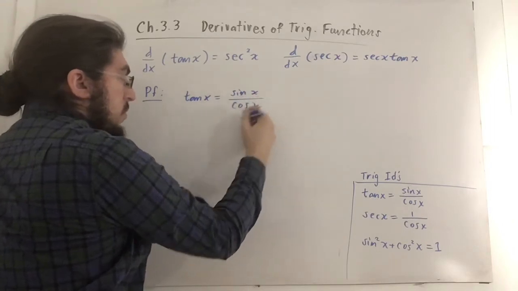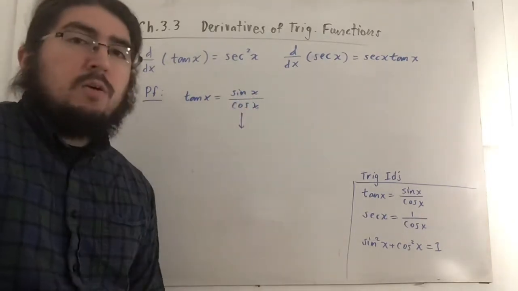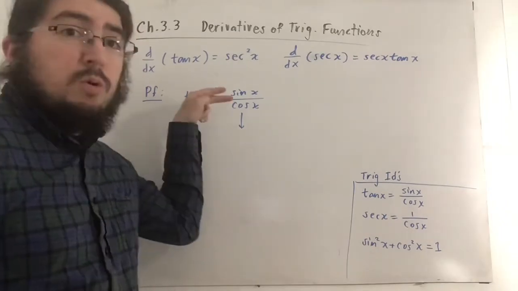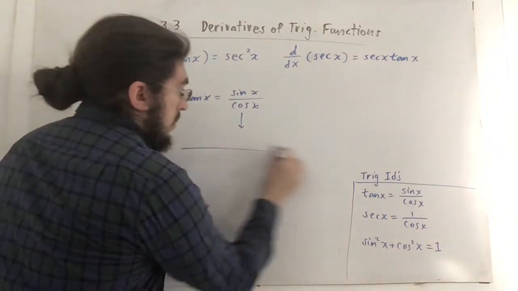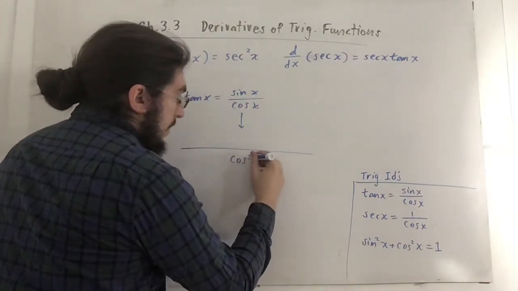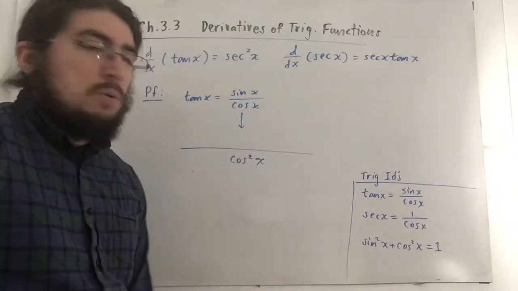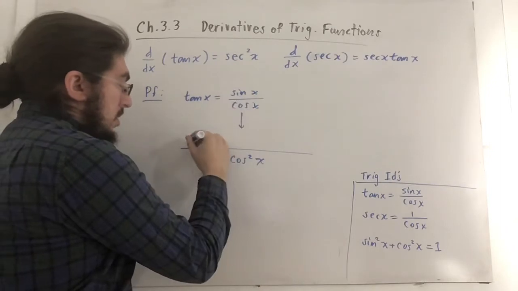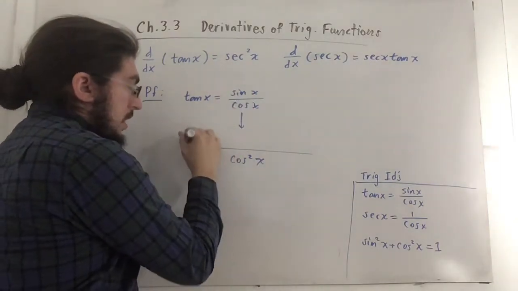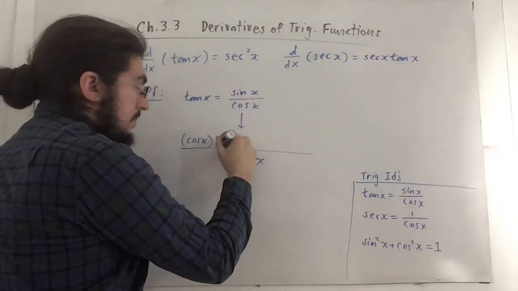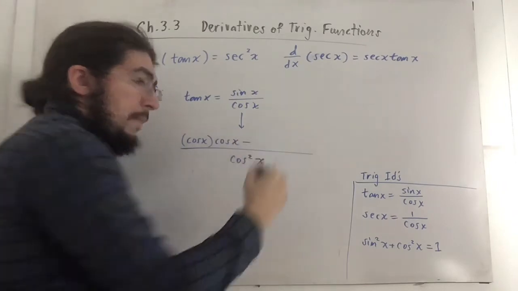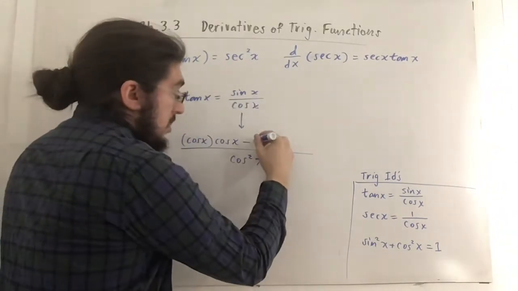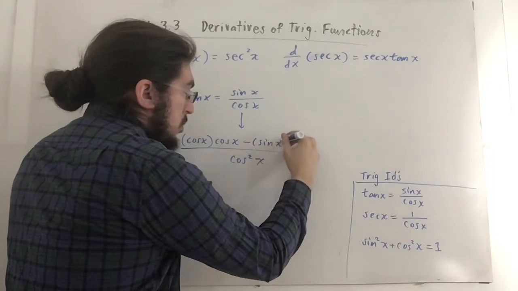So now to find the derivative of sine over cosine, we need to find the derivative of this quotient, so we need to use the quotient rule. So it's going to be all over the bottom squared. And let's see, what do we have on top? Well, it's going to be derivative of the top, which is cosine, times regular of the bottom, minus regular of the top, which is just sine, times derivative of the bottom.